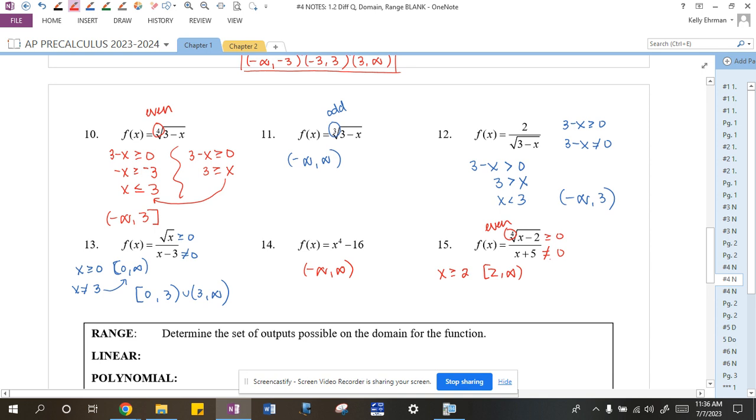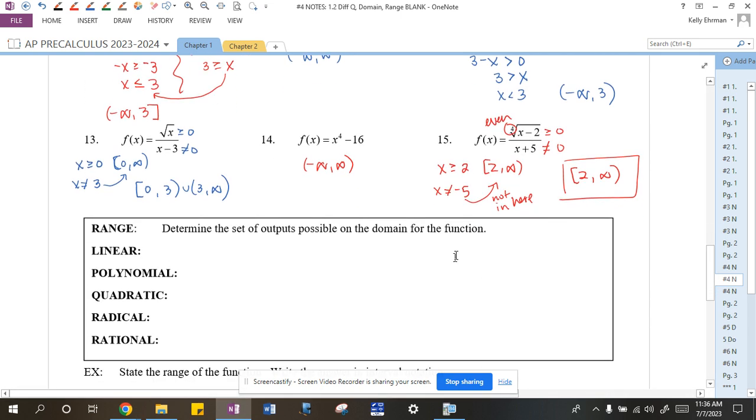If x plus 5 can't equal 0, then x can't equal negative 5, but negative 5 is not in the 2 to infinity domain already, so we don't need to make an extra cutout for that negative 5 like we did in 13. So the domain is just 2 to infinity, which already leaves out the negative 5 issue.